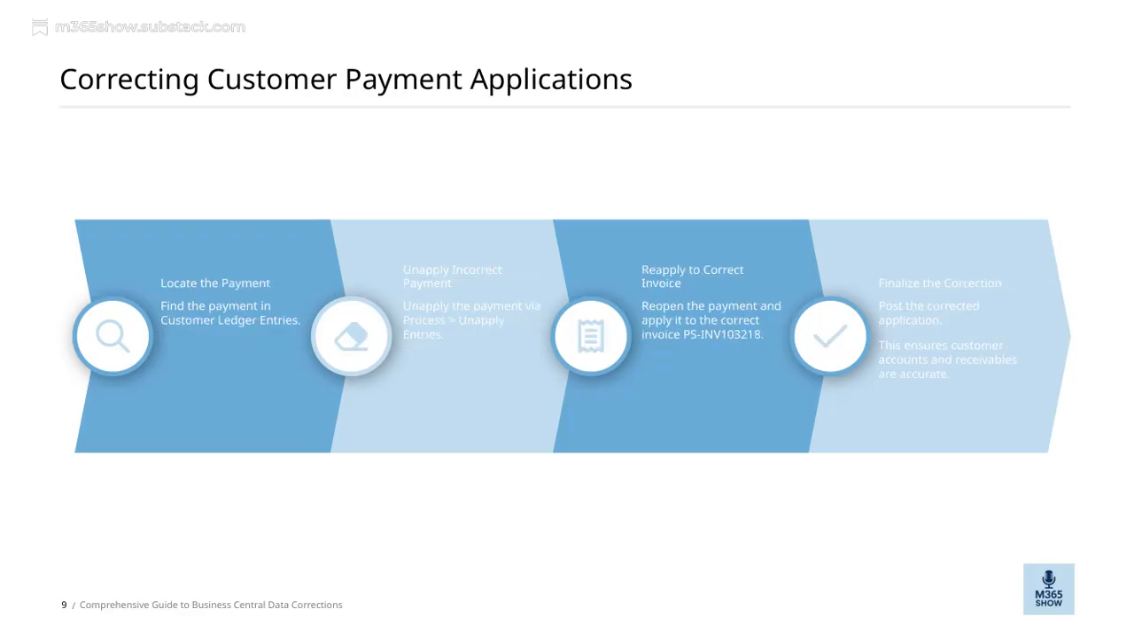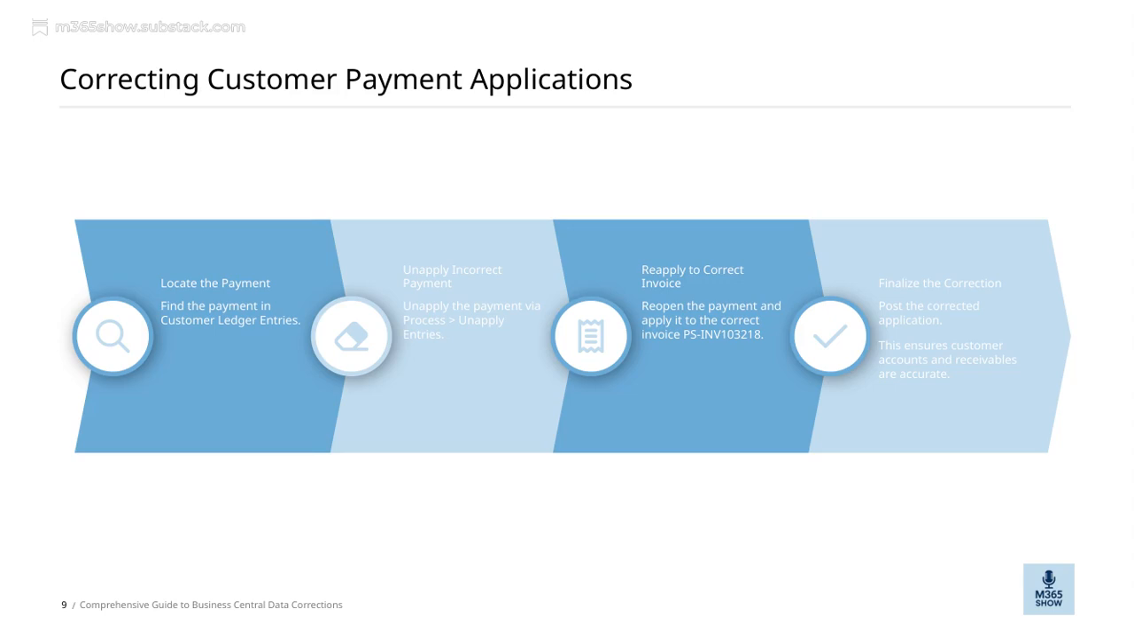Now that we've identified the correct payment application, the next crucial step is to post the corrected application. This action is essential because it ensures that the customer accounts and receivables are accurate and up to date. Without posting, the corrections won't reflect in the system, which can lead to discrepancies later on.